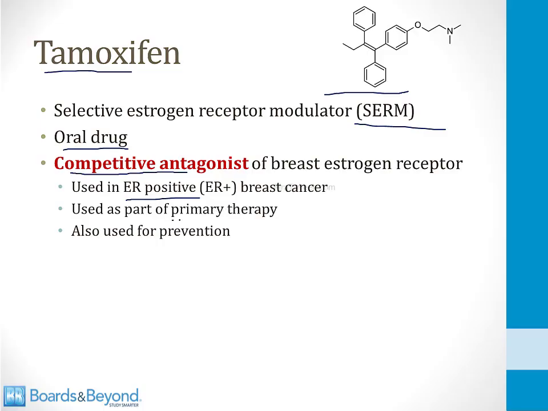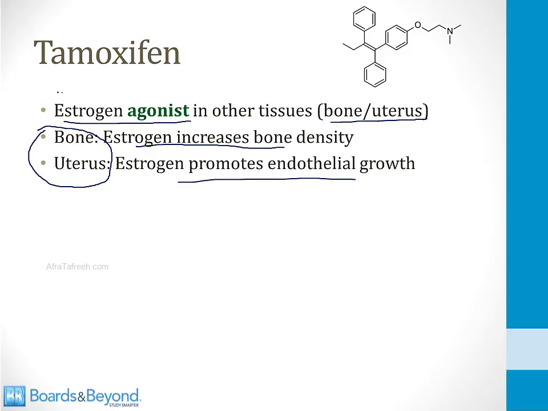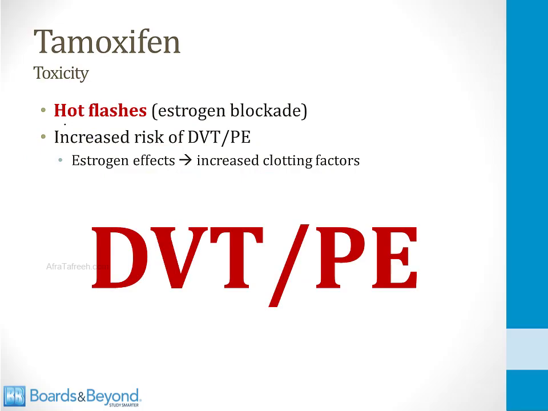It can be used as part of primary therapy for the tumor, together with surgery and radiation and other chemo. It's also used for prevention in women who have recovered from breast cancer. In order to understand tamoxifen on the body, you need to appreciate that although it blocks the estrogen effects in breast cancer cells, it works as an estrogen agonist in other tissues, especially in the bone and the uterus. Recall that in the bone, estrogen promotes increases in bone density, and in the uterus, estrogen promotes endothelial growth. So both of these effects can be seen in women taking tamoxifen because of the estrogen agonist effects of the drug.